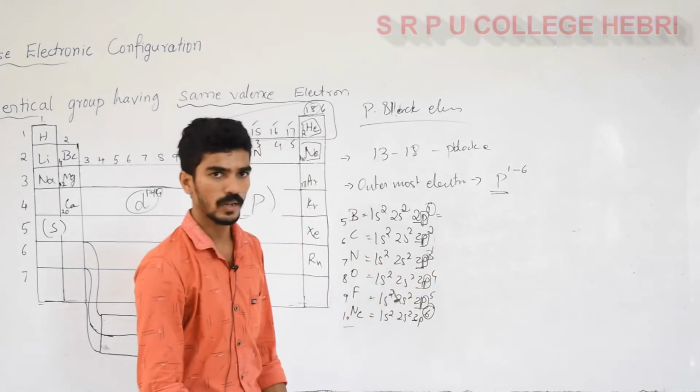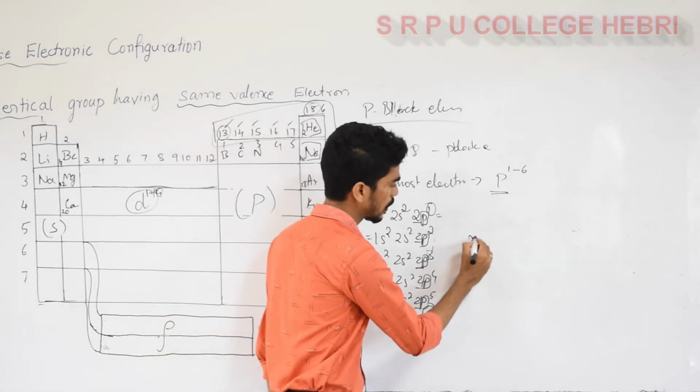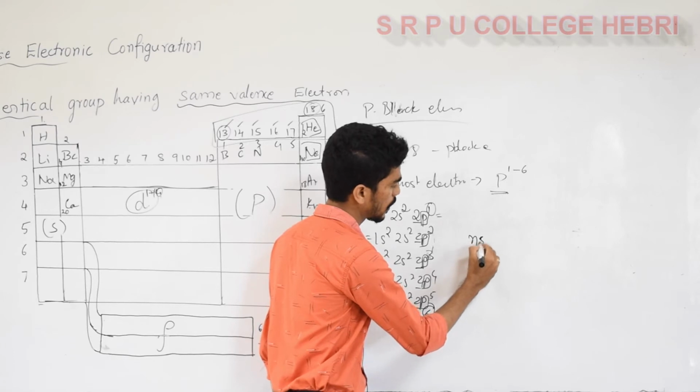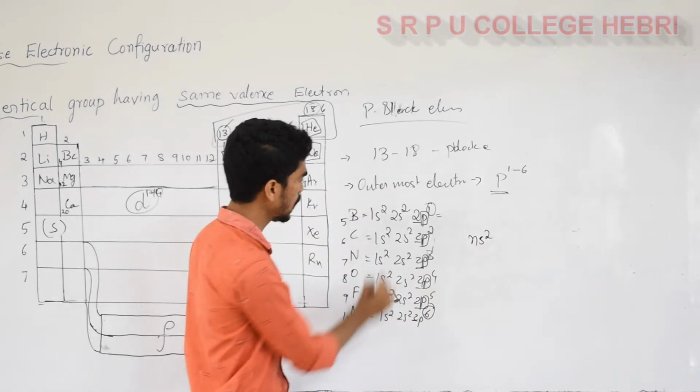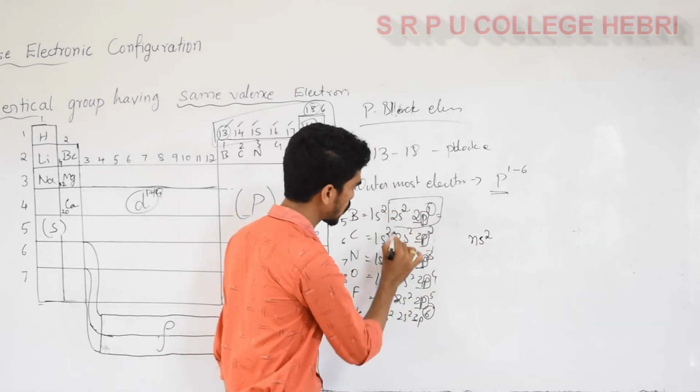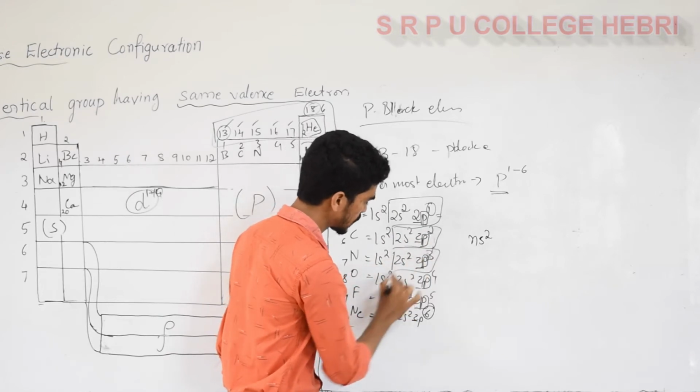In general, we can say here ns2. Just see the valence electrons. This entire group is called the valence electrons. Is it right?